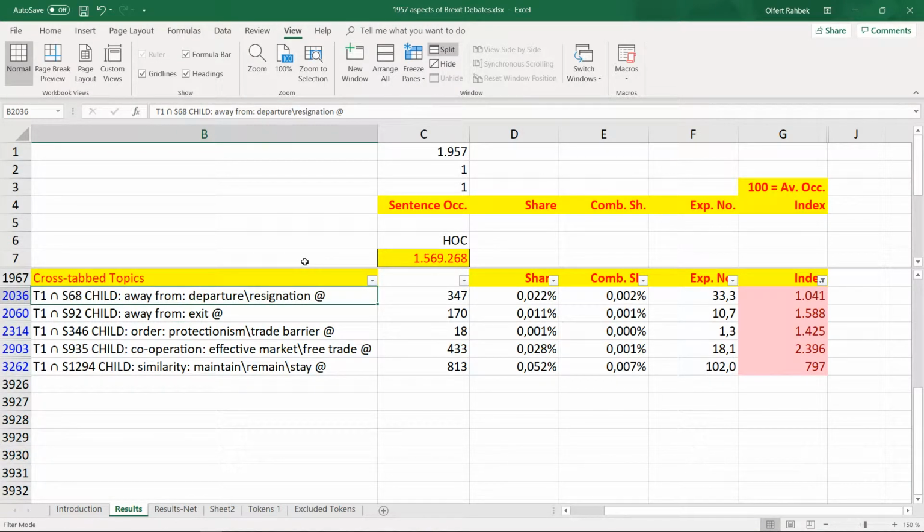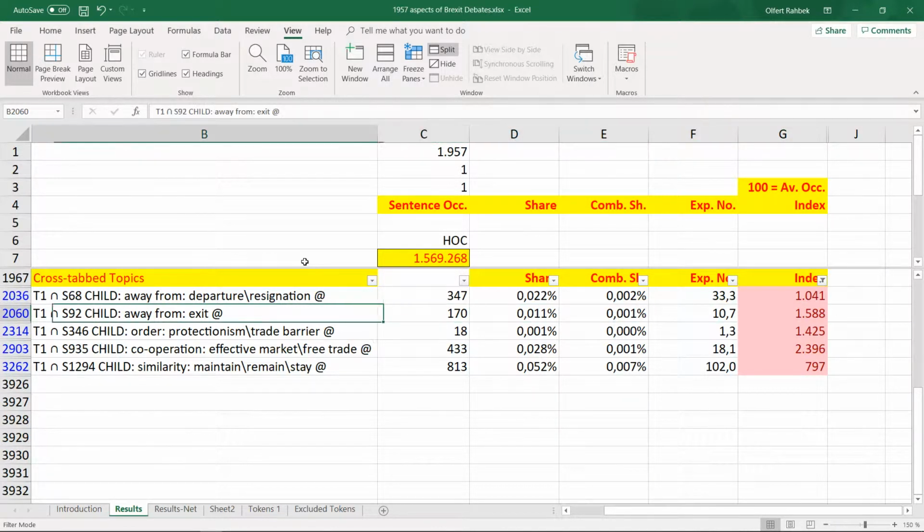For example, we have a topic that is present 347 times in all the debates. That is about departure, resignation, and we can kind of hear on the words how they could fit into these debates. Then we ask ourselves, is that what we expected? No, we only expected 33 occurrences of that kind of words. We have many, many more, and that is an index of 1041. That's actually more than 10 times more of this topic in the material than we would have expected if everything was evenly distributed.